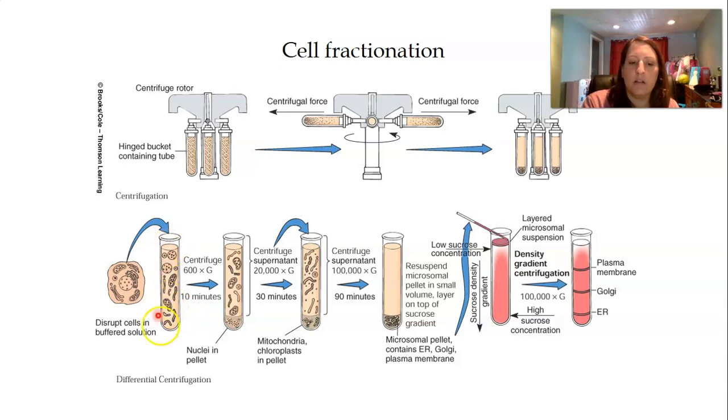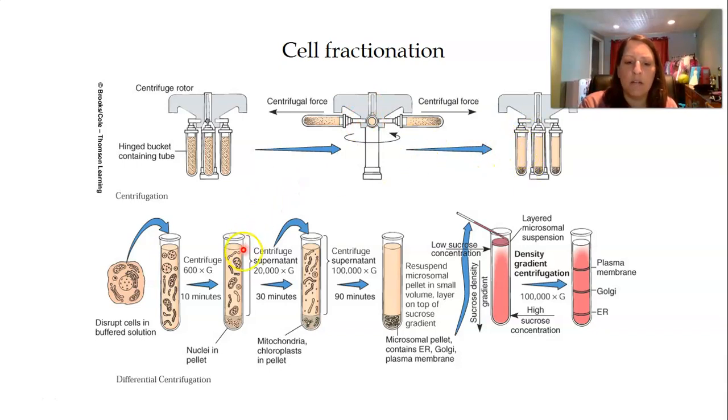So we take our tube here. We usually have a bunch of these tubes. We put them into the hinged hanging bucket inside of a centrifuge machine. This is a large centrifuge. We turn the machine on and it's going to literally spin, okay, our tubes pretty fast, right? 600 Gs for 10 minutes. And at the very end, what we're left with is something that looks like this.